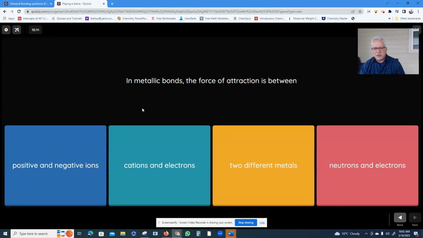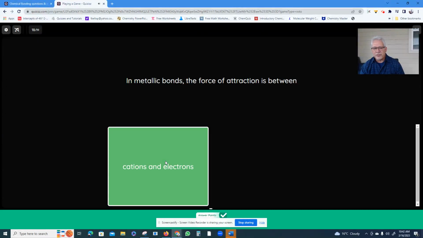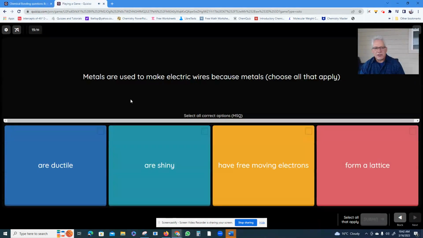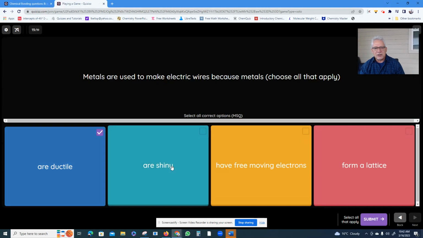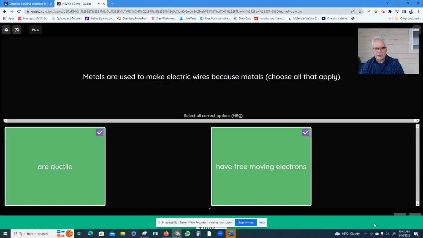The force of attraction between positive and negative ions. No, that will be mainly ionic. Cations and electrons, I will say this one. That's why metals are typically used to make electrical wire, because metals are ductile and have free moving electrons. I will submit these two. That's why they can easily make electrical wire.